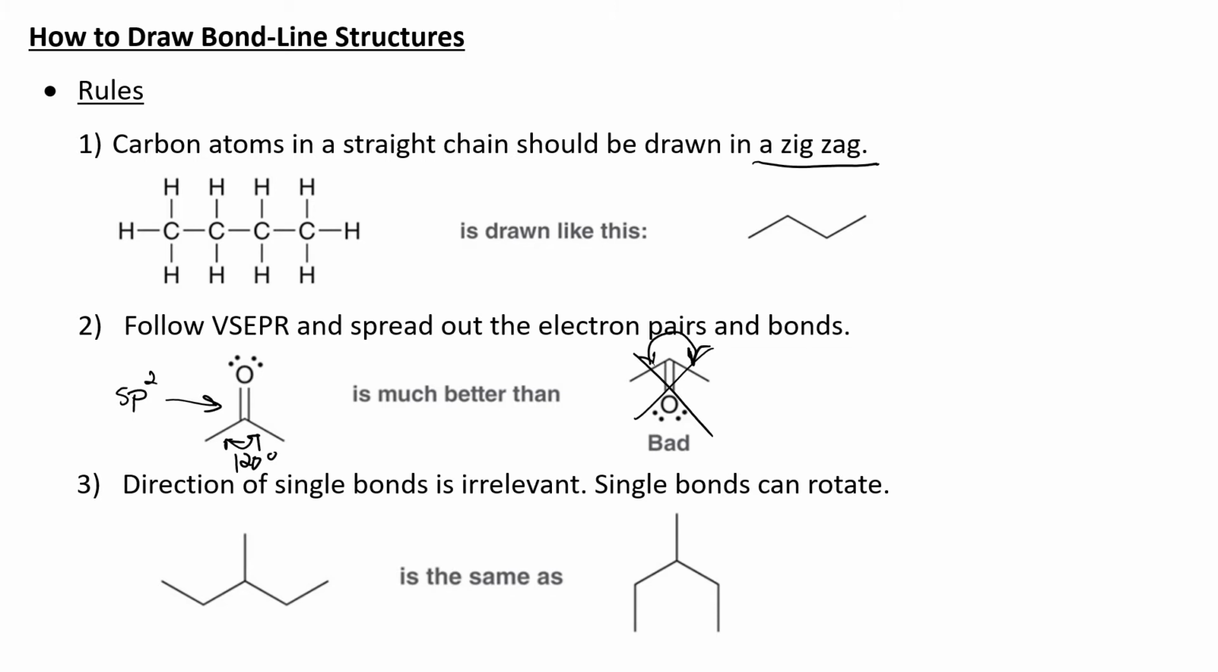And the direction of single bonds is irrelevant because single bonds can rotate. These two structures are the same. If I rotate that bond right there, if I rotate this bond, I get this same structure here. And we can rotate this bond back and rotate that bond and get back to our original structure.